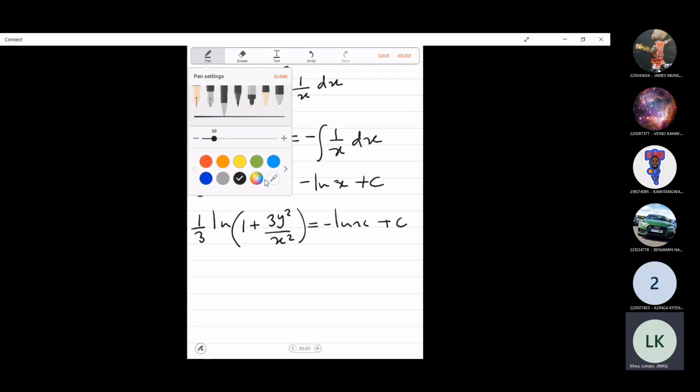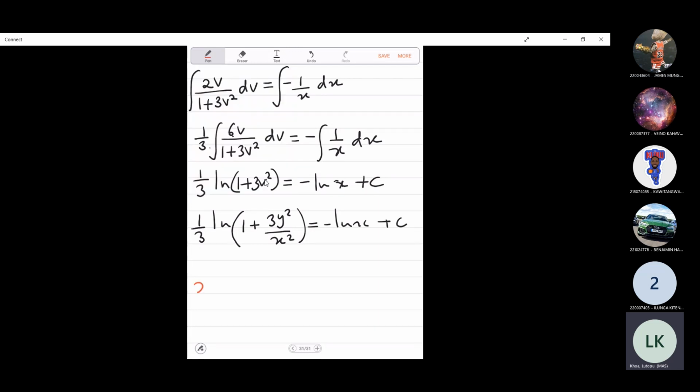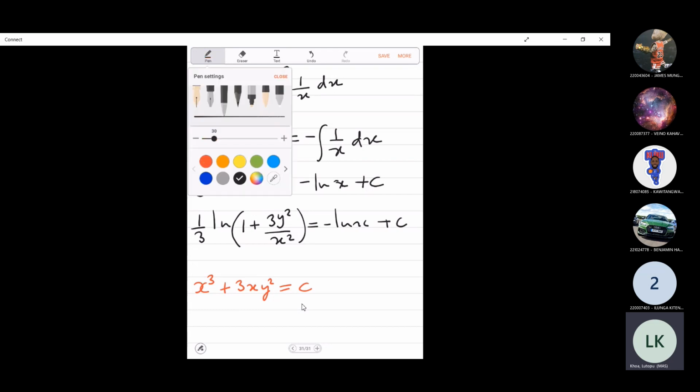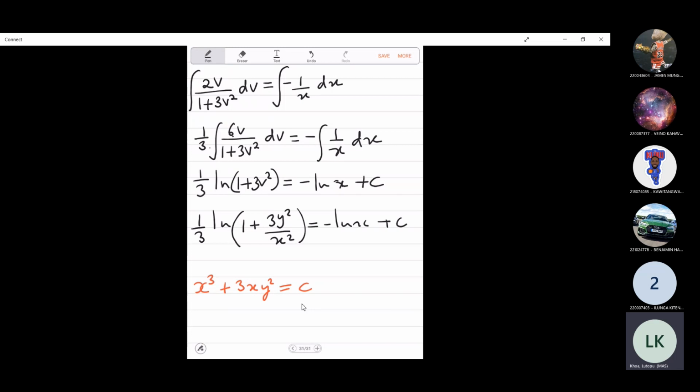So in your book, you will see the answer is x to the power of 3 plus 3x y squared is equal to some constant c. Try and rewrite this one. So like I did with the first one, where you rewrite this and then you get that, you should be able to do it using your laws of logarithms. So this and this are equivalent. Okay, then what number is that? That was number 5.